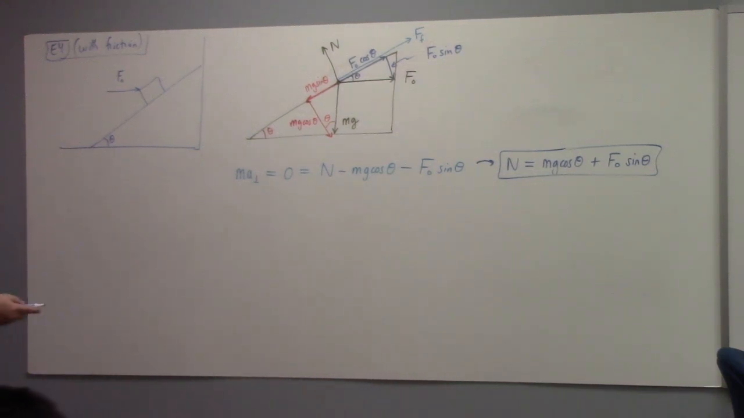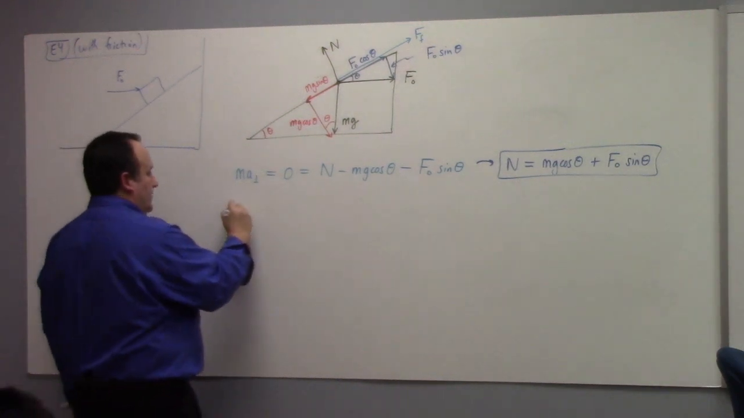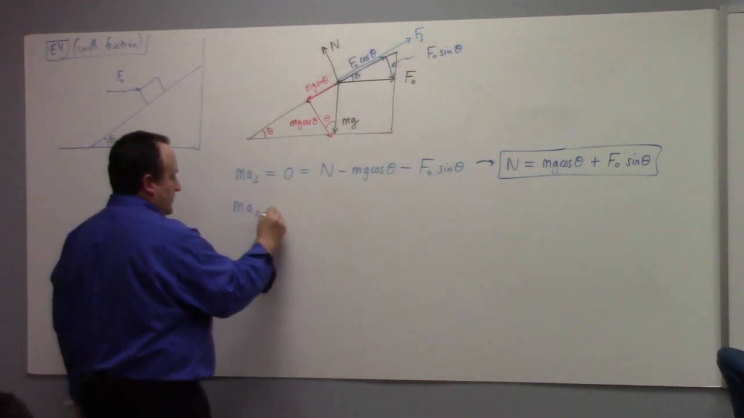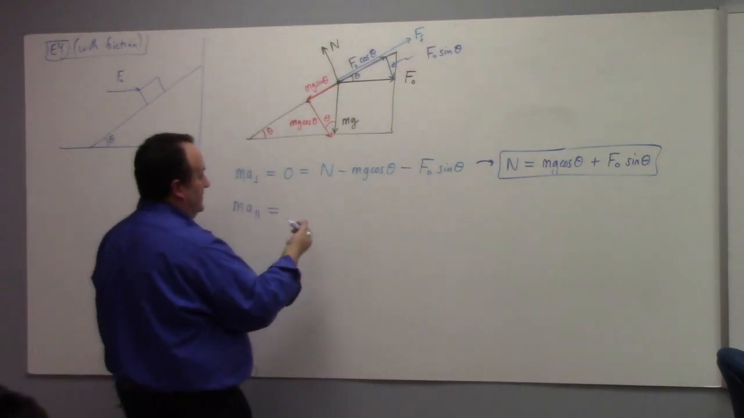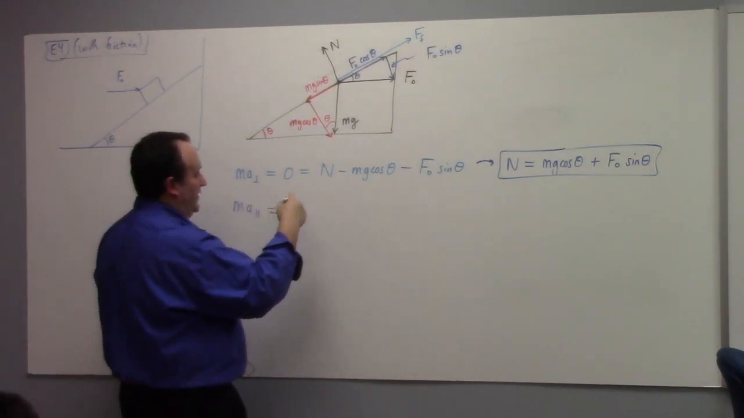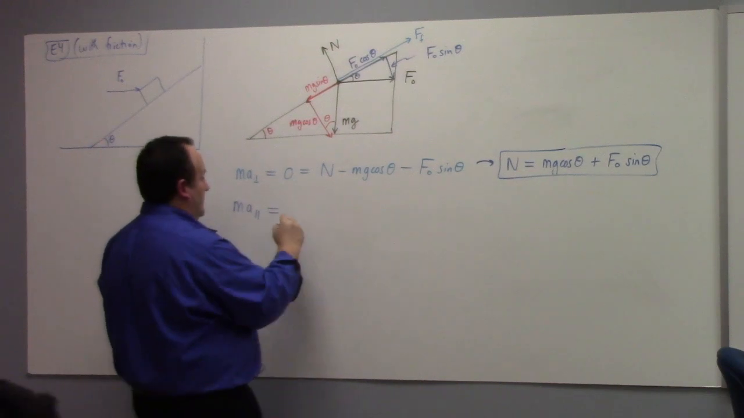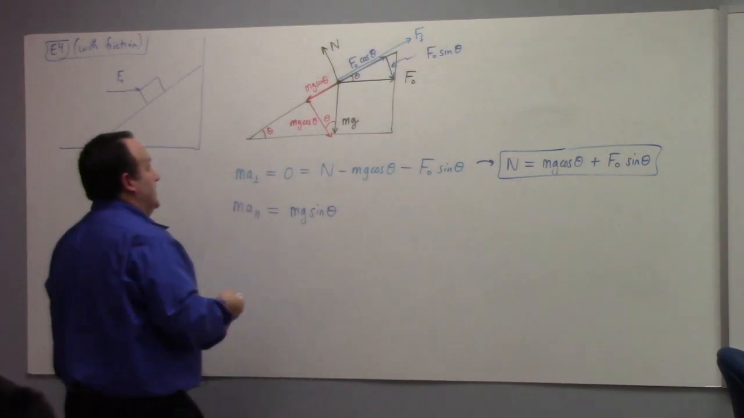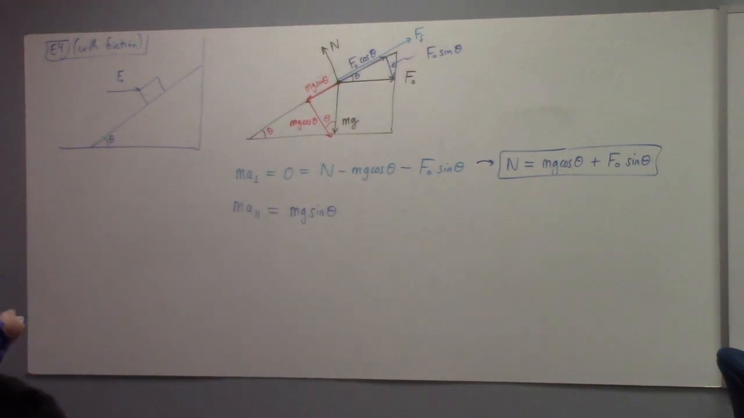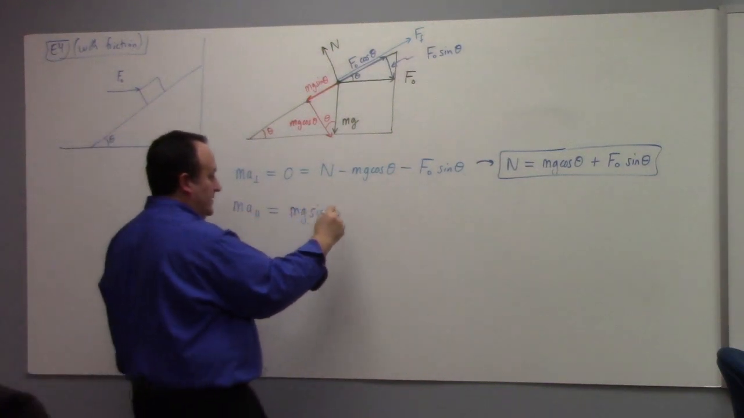Okay, how about the parallel? Mass times a parallel. Well, since I made downward positive, and I'll stick with that since I did before and I don't want to confuse you guys, we've got mg sine theta. Anything else going down? No, so minus F0 cosine theta, right?